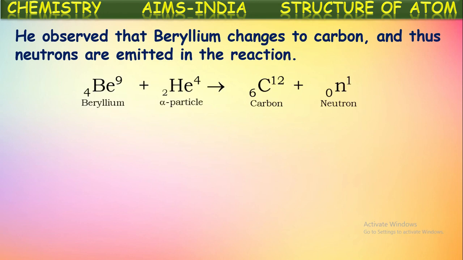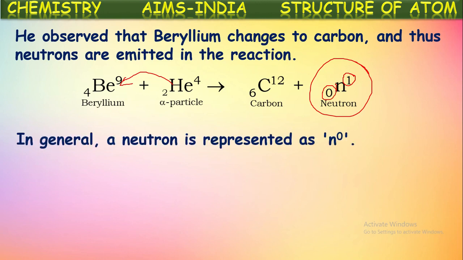See here the reaction that was observed. He used certain beryllium atoms and passed these alpha particles onto them. When they hit the beryllium atom nucleus, it converted into a carbon atom, and some other neutral particles were emitted, which he called neutrons. These neutrons have 1 unit mass, and there is no charge for these particles. In general, a neutron is represented as N0, where 0 represents its charge. It has no charge.